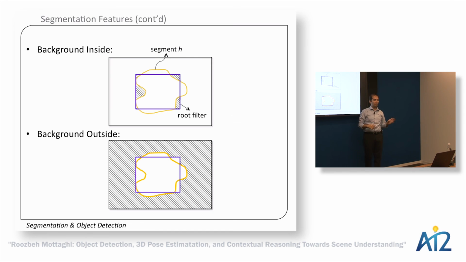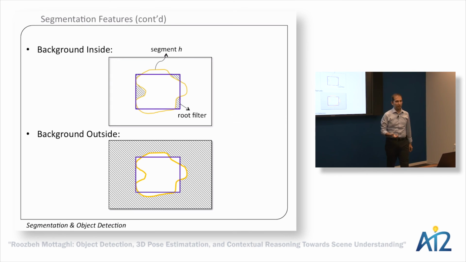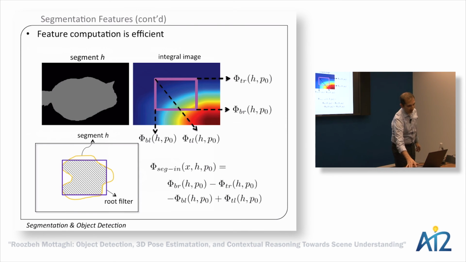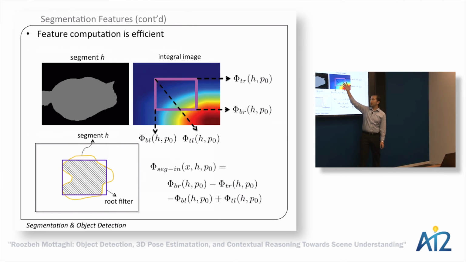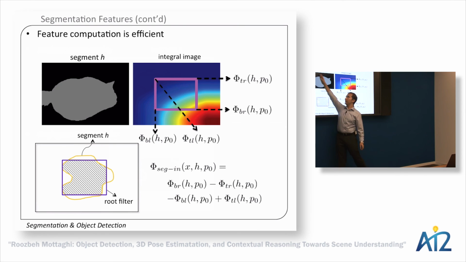As I said, we need to check all the positions and all the scales, and we need to be efficient. So we need an efficient method to do this. Here we use a trick called integral images. This is the segment, and this is the corresponding integral image. Each point in the integral image is, for example, this point here is the sum of everything on the top left of that pixel. So we can simply read 4 numbers and compute the features that we want, and we can compute the features for all possible positions and scales in constant time.